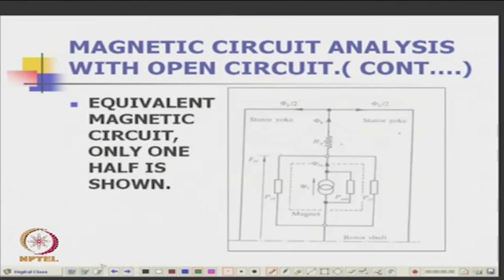Okay. Now, you can write an analogous electrical circuit for the same magnet. So, this is a Norton equivalent. Okay. Norton equivalent is where you have a current source type of thing. So, you have a phi r. Okay.